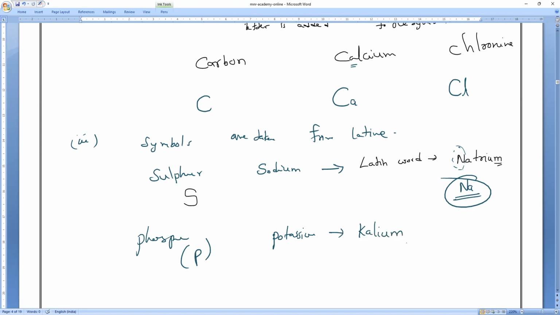Potassium, sorry. Kalium. K is the first letter, and no other element is represented with a K. That is why I can choose only a single letter of the Latin name. It itself is the symbol of potassium. Do you understand my point, everybody?